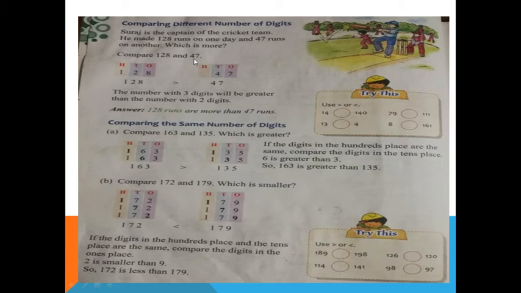The number with 3 digits will be greater than the number with 2 digits. See here, again we are using place value: ones, tens and hundreds. 100 means 100, tens means 20, ones means 8. 128 has 3 digits: ones, tens and hundreds. Here see, 2 digits: ones and tens. 4 means 40, 7 ones means 7. That is 47. So the answer is 128 runs are more than 47. Now come down again.